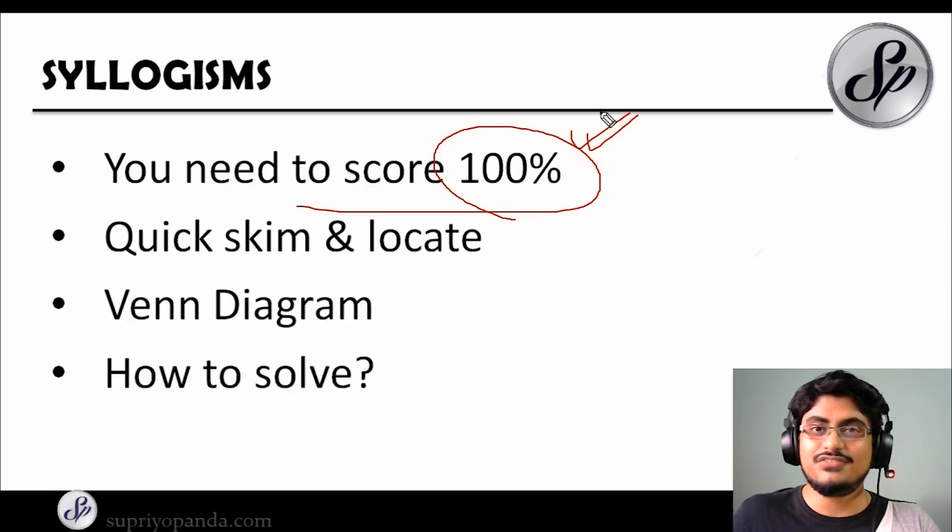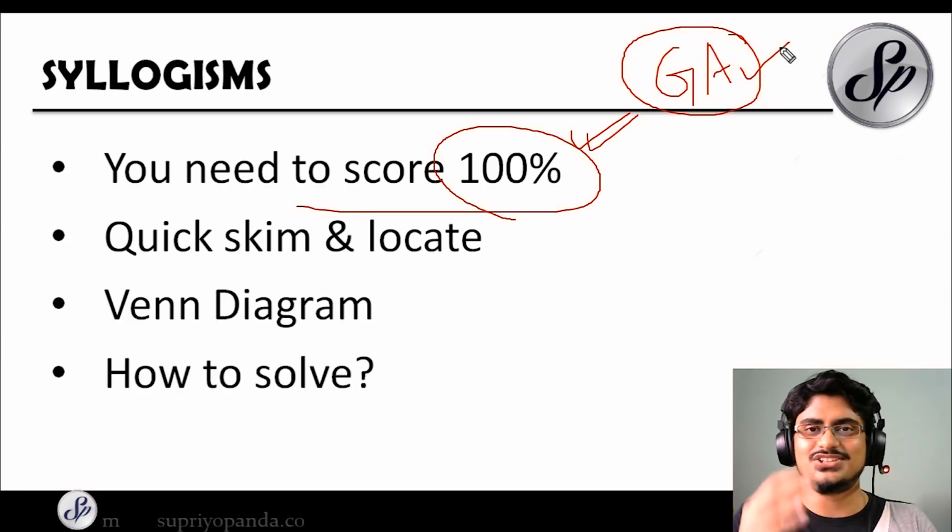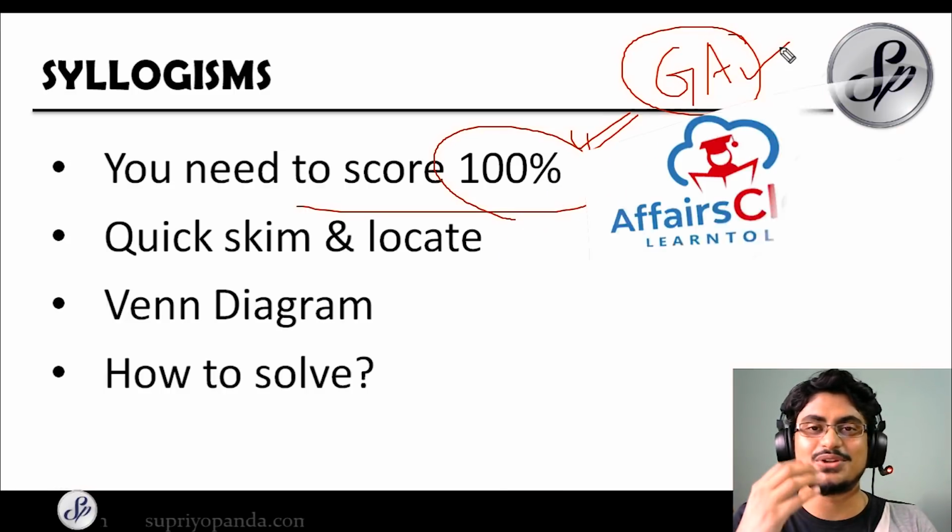So there are very few sections in which you can target 100%. In reasoning, syllogisms is one of them, and another is the GA section. So as I told you in my GA video that you have to target 100% in the GA section, and of course on the road to 100% in general awareness, Affairs Cloud is always going to help you.